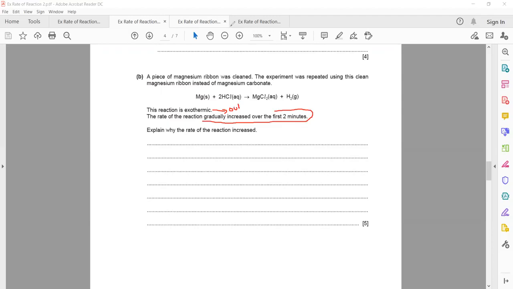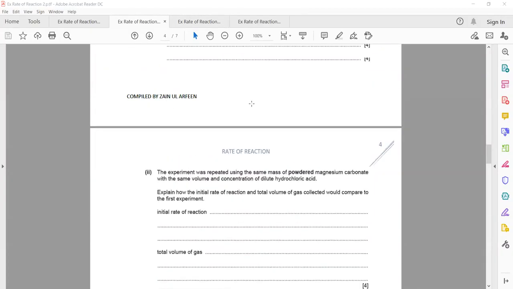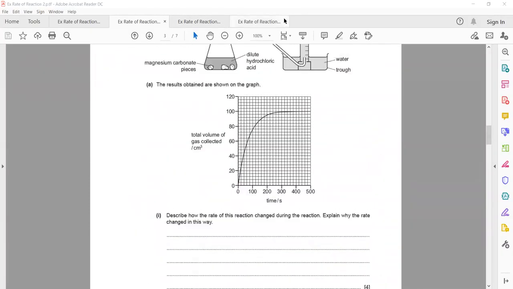Means what happened? Explain why the rate of a reaction increases. So what is the reason? What happened if we are using magnesium reacting with hydrochloric acid? So the graph is a bit different.